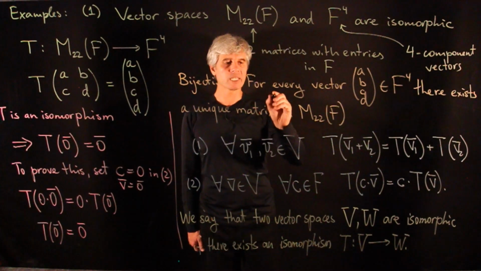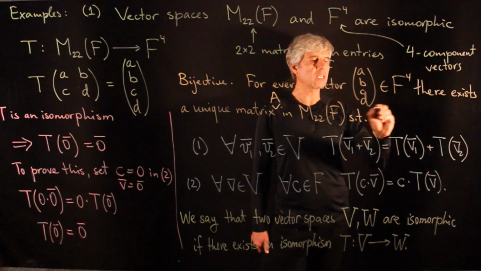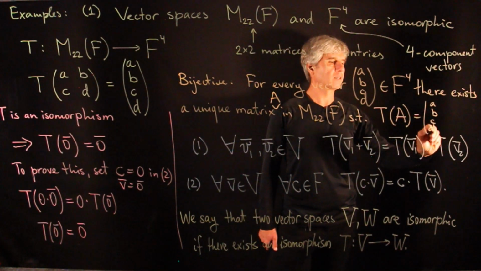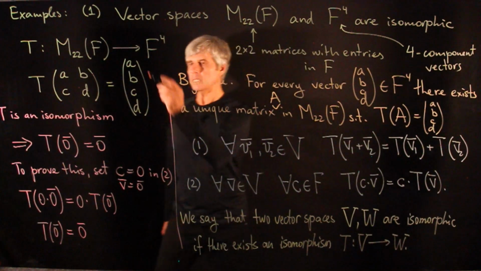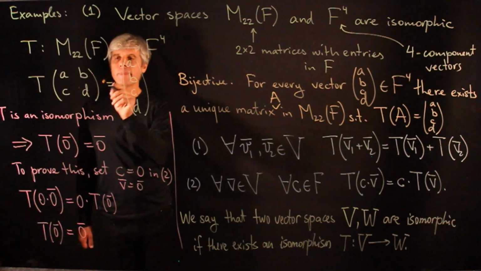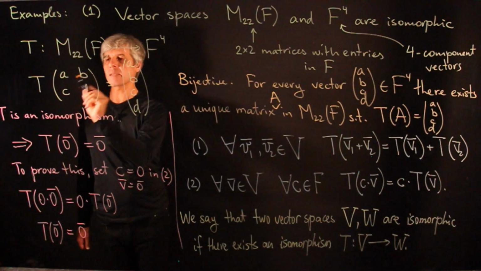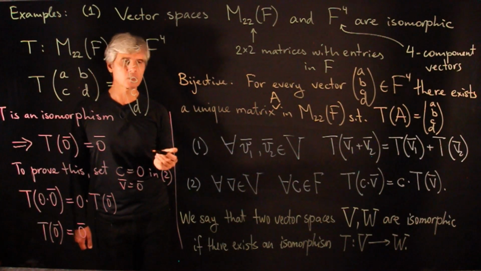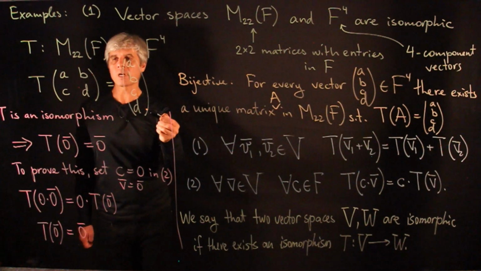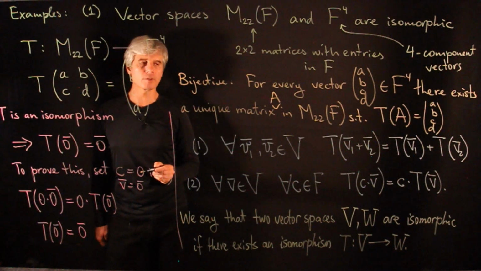Say, call this matrix A, such that T of A is equal to A, B, C, D. But this is obvious because by our definition, the only matrix that can be transformed into ABCD is the matrix ABCD like this, right? So it's clear that every vector in F4 has a unique preimage in the set of matrices over the field F.